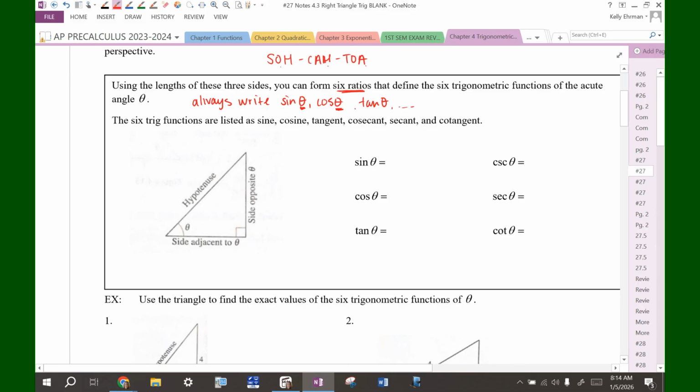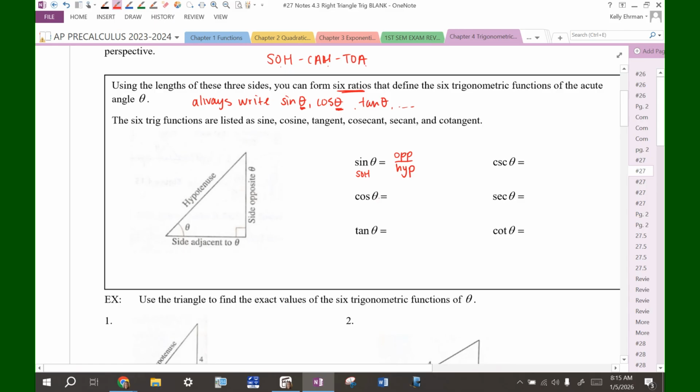All right, so the 6 trig functions are listed below. Suppose we have a theta somewhere in the triangle, so it's defined to be here. That means that this leg is the opposite leg, and this leg is adjacent, which means next to. And then the hypotenuse is always the longest side of the triangle, and it's across from the right angle. So the sine theta function is defined as the opposite side over the hypotenuse. That's where we get SO from, to help us remember that.